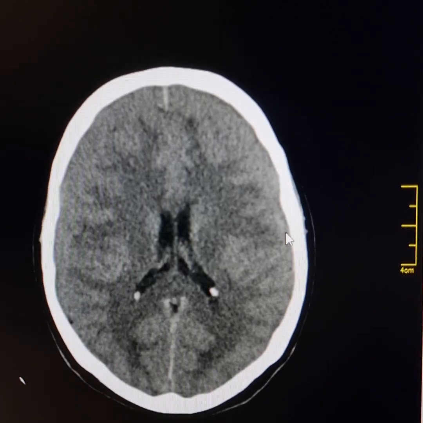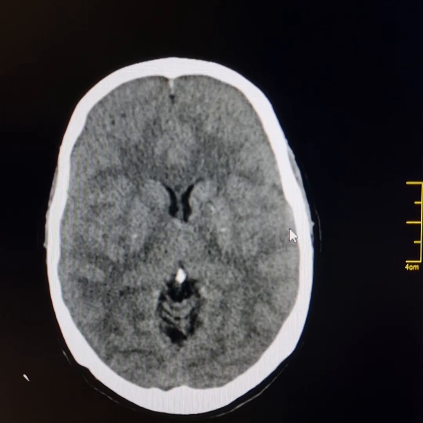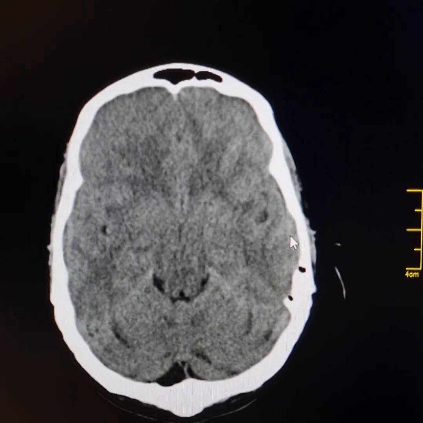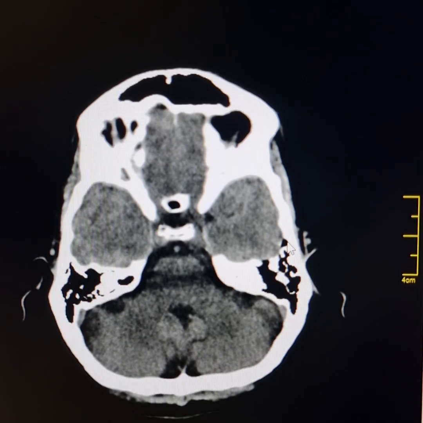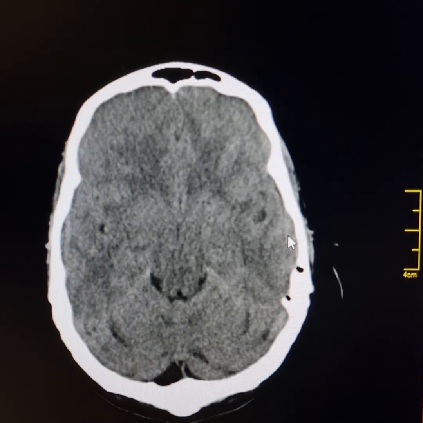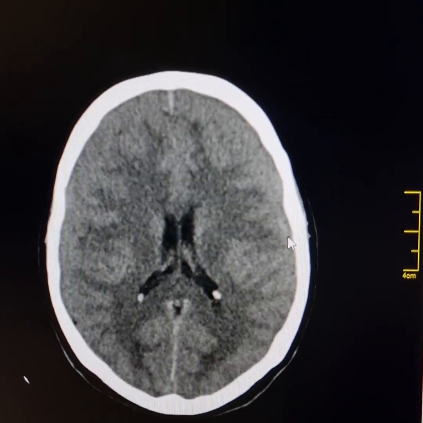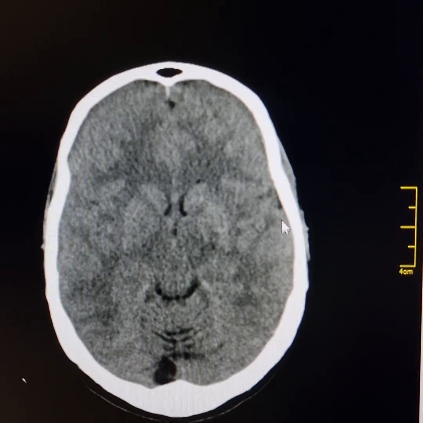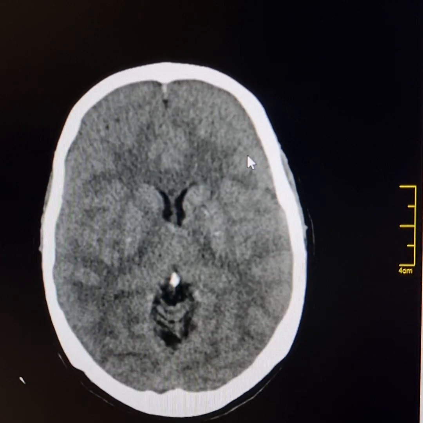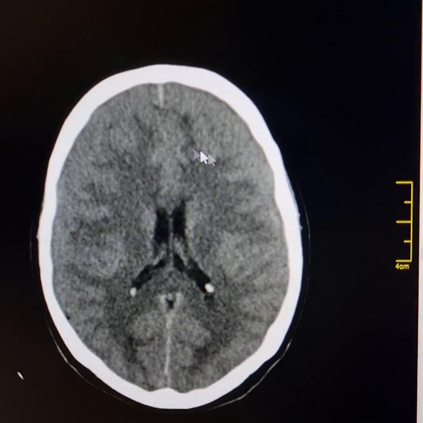Density of white matter is also slightly reduced. Apparently, there appears to be no lesion which has resulted in effacement of the sulci in both cerebral hemispheres. But if you look closely, there are bilateral subdural hematomas.